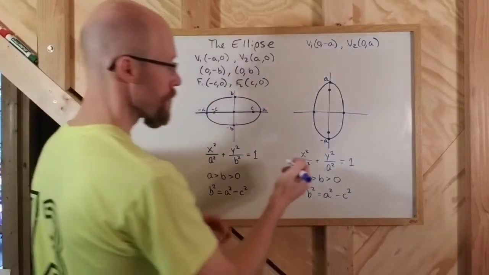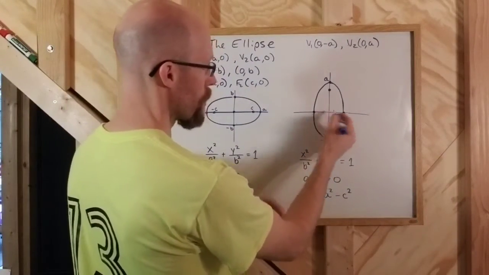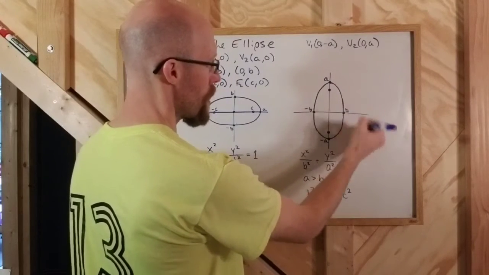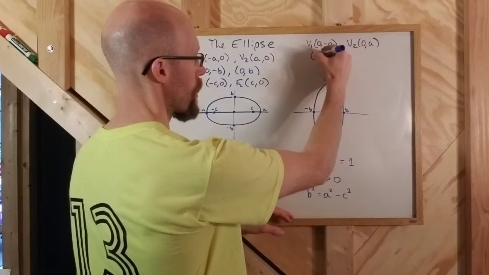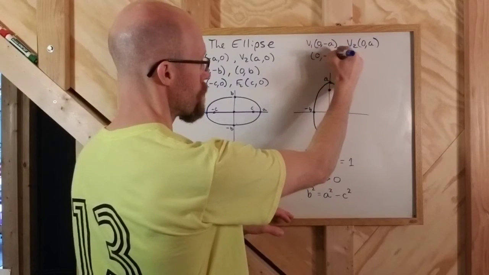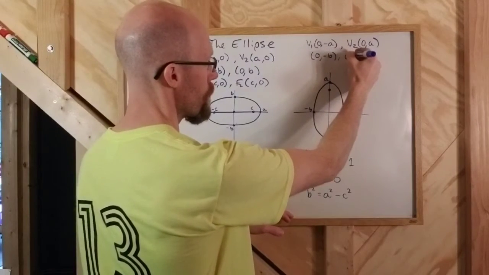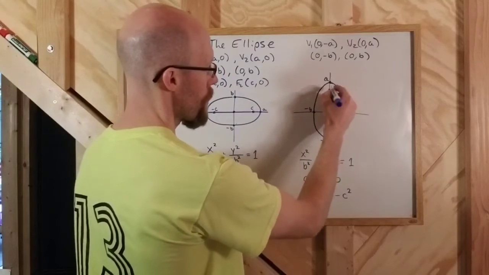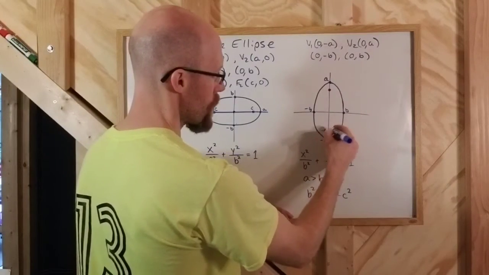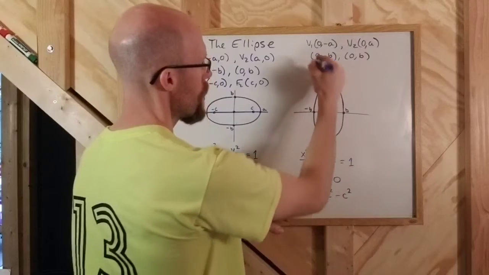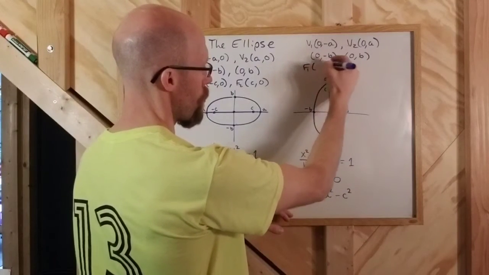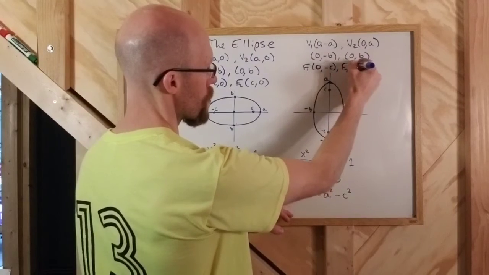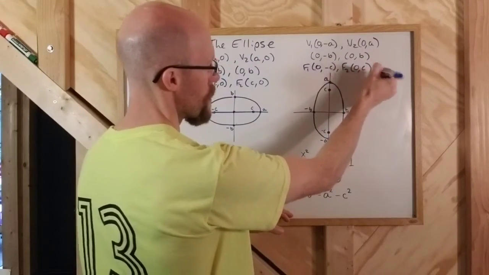Similarly for the points on the minor axis, they would be at negative B and positive B. But again, those values are going to be in the Y coordinate. And then the foci are going to be at negative C and positive C. So focus 1 is going to be 0, negative C. Focus 2 is going to be at 0, C.